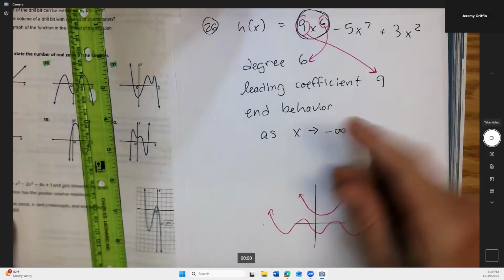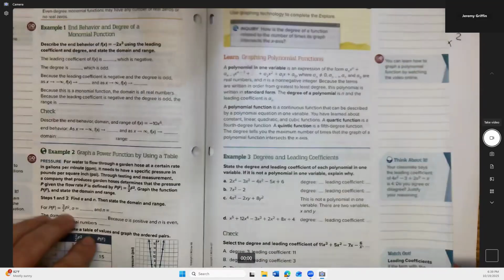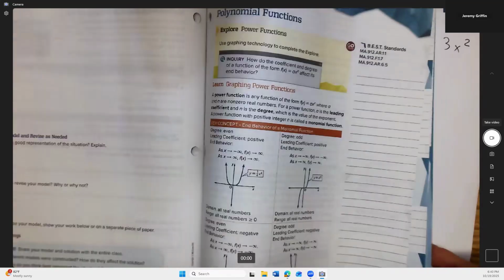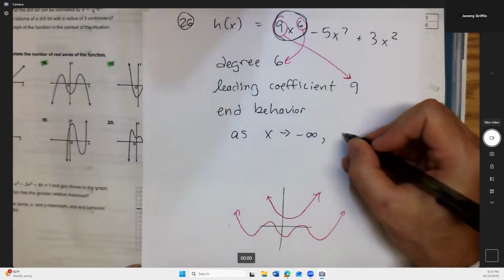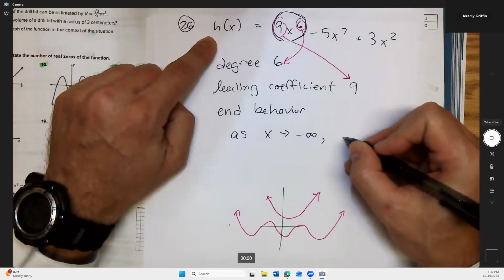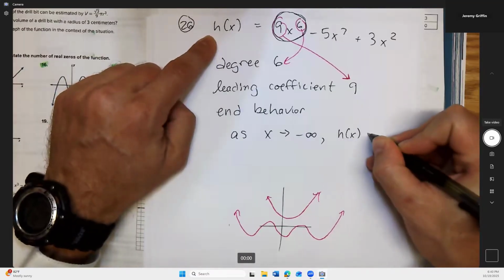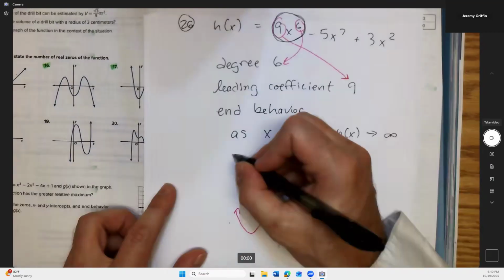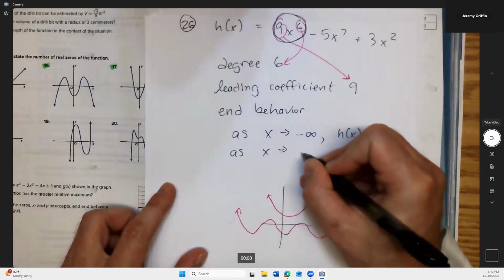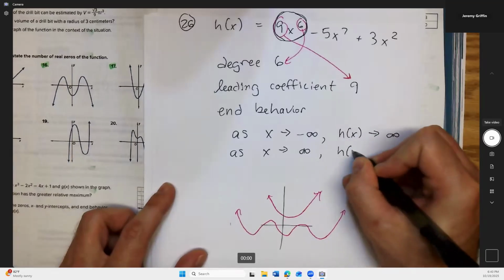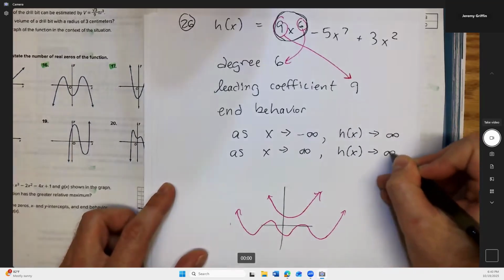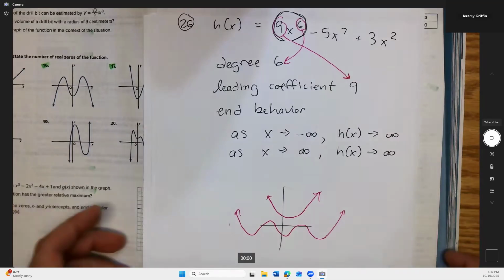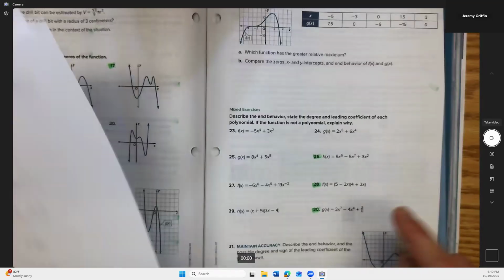So as x goes, here, what's the rest of their notation here that they use? Okay, all they did was comma and then h of x in this case. h of x approaches positive infinity. So if it goes left forever, you're going to go up forever. As x approaches positive infinity, h of x still approaches positive infinity because it goes up to the right forever. That's all. Okay. All right. A couple more of these.